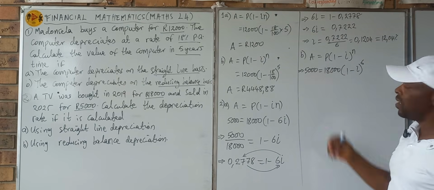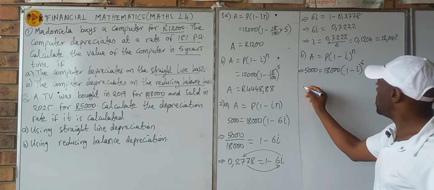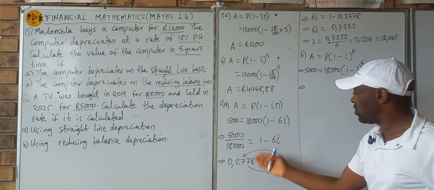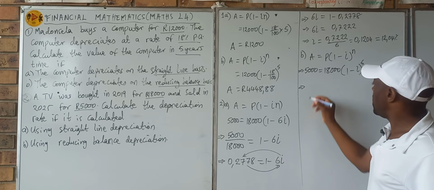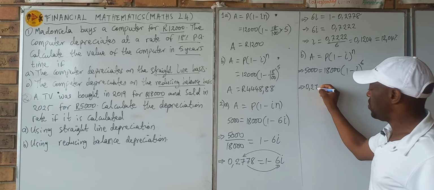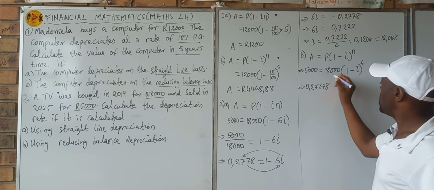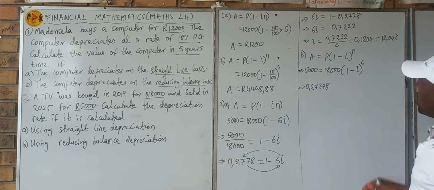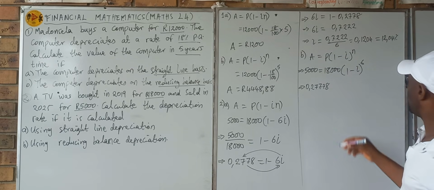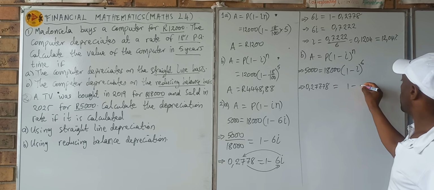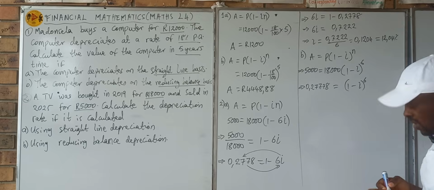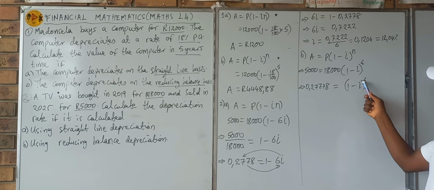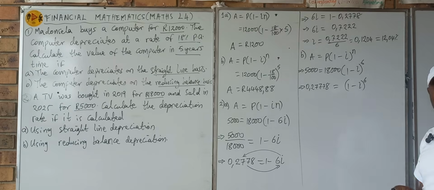Then again, I will divide both sides by 18,000, which I have done already. So 5,000 divided by 18,000 gave me 0.27778. The digits are recurring, you can capture as many of them as you want. It is equal to 1 minus I, all this to the power 6. So at this stage, I need to take care of the 6. So I need the 6th root of both sides.